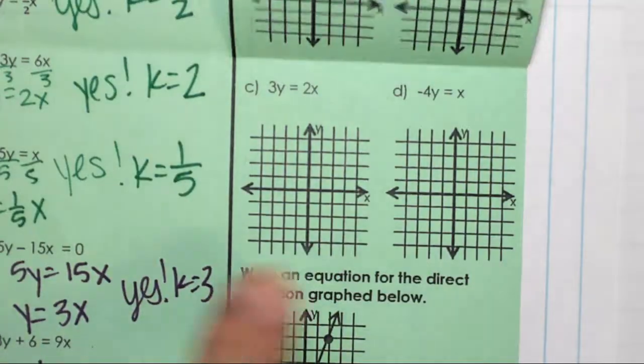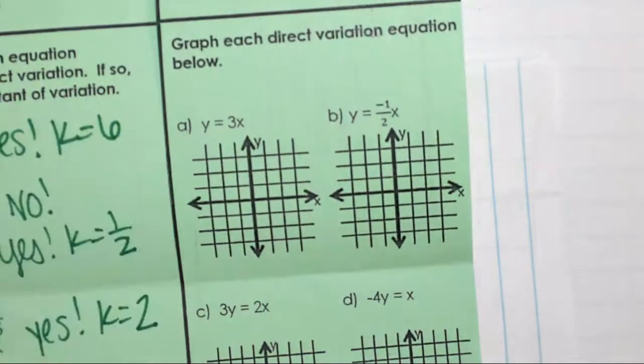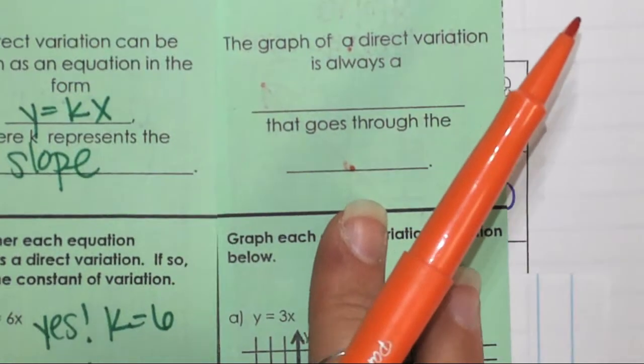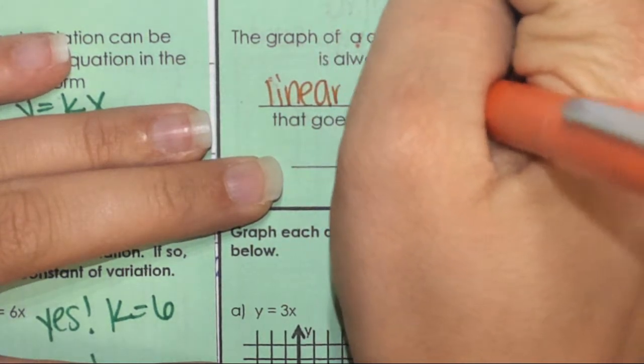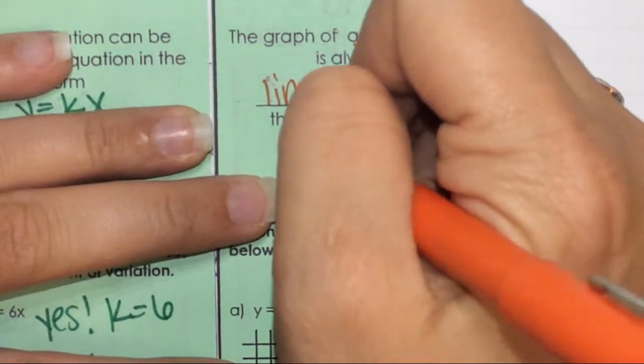All right, let's open this. All right, so the graph of a direct variation is always a linear function that goes through the origin.